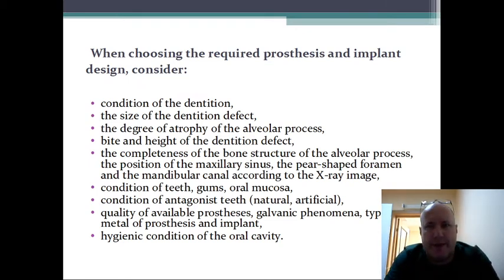When choosing the required prosthesis and implant design, consider the condition of the dentition, the size of the dentition defect, the degree of atrophy of the alveolar process, the height of the dentition defect, the completeness of the bone structure of the alveolar process, the position of the maxillary sinus, the pear-shaped foramen and the mandibular canal according to the X-ray image, the condition of teeth, gums, oral mucosa, the condition of antagonist teeth, natural and artificial, quality of available prostheses, galvanic phenomena, type of metal of prostheses and implant, hygienic condition of the oral cavity.